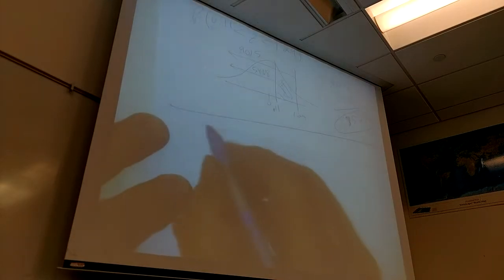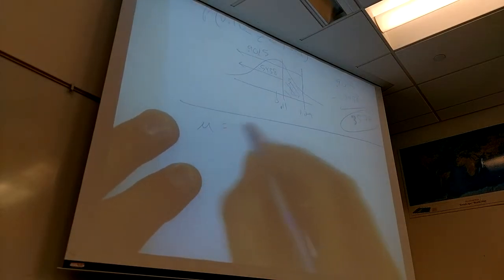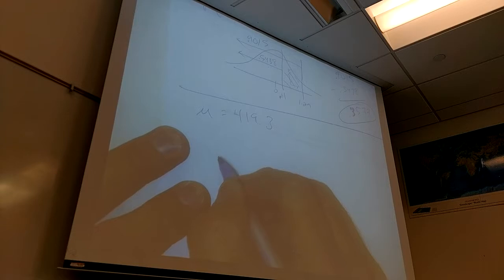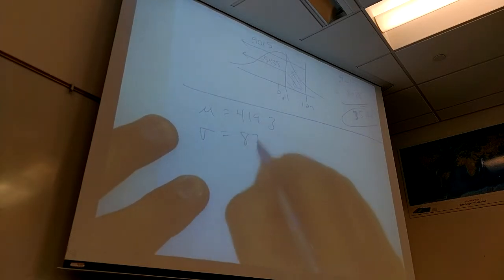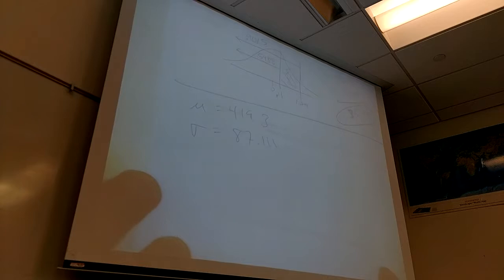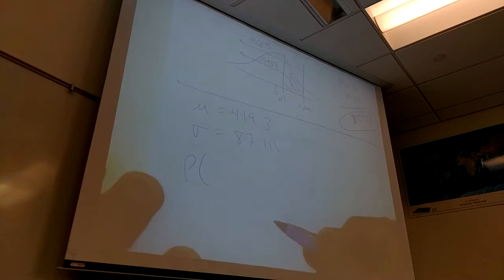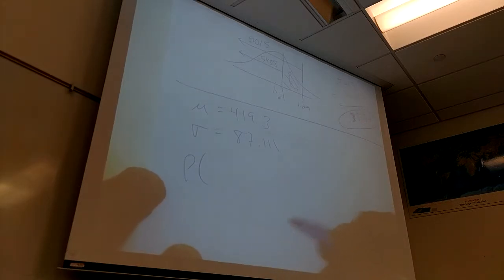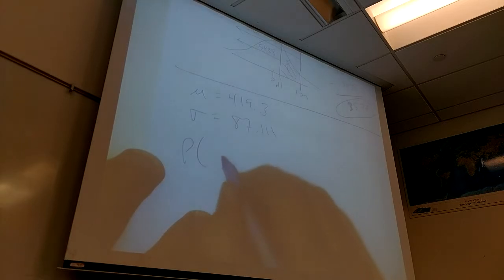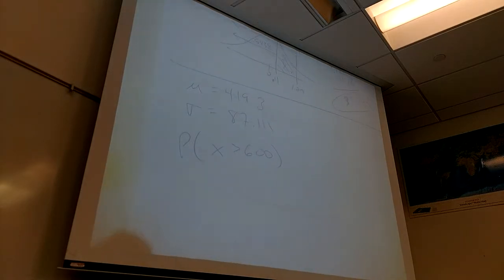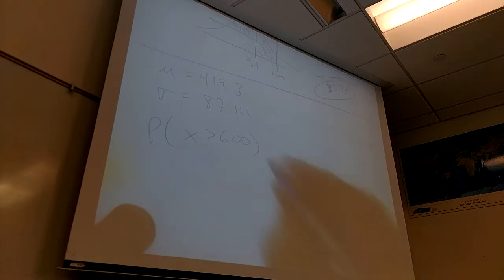So what if I have this situation? What if I say the mean of some distribution is 419.3, and the standard deviation is 87.111, and I want to know the probability that, let's say this is some score on some standardized test, like the SAT, except it's something else. Let's say somebody scores more than 600 on this test. That's 419.3, with 87.111 for the standard deviation.